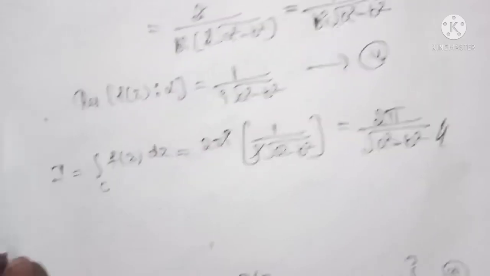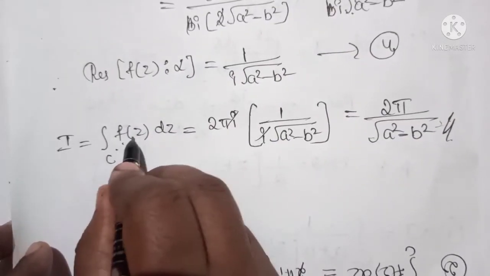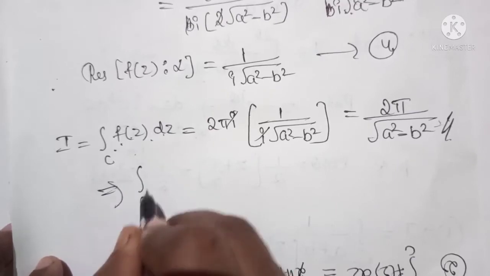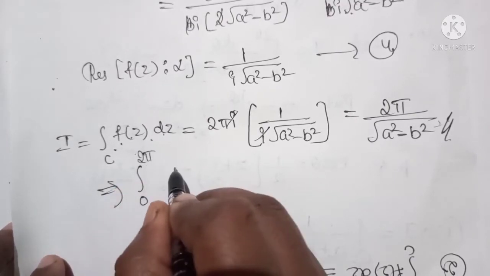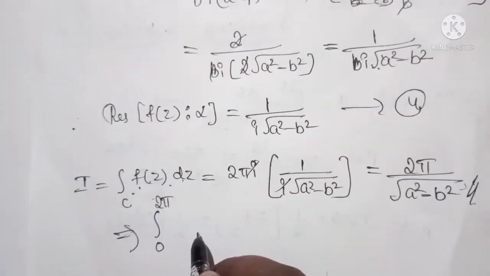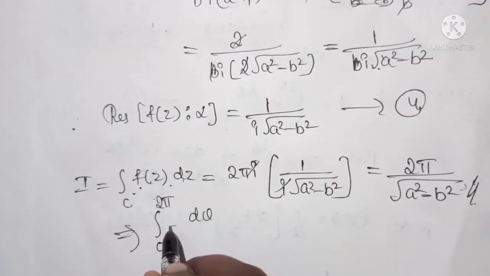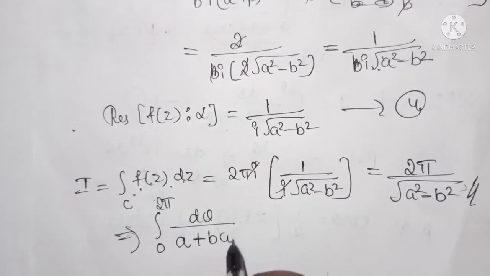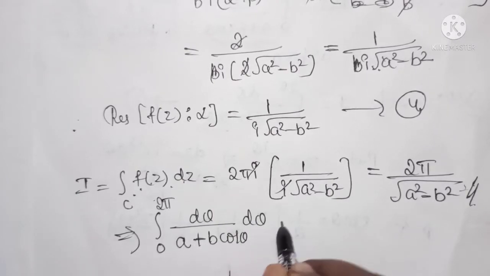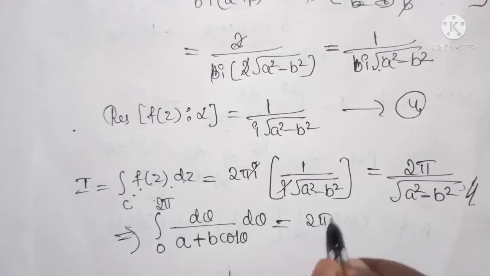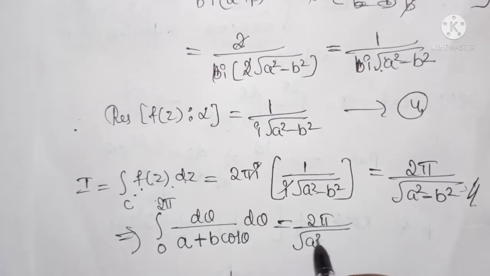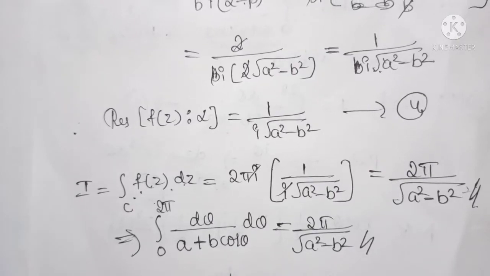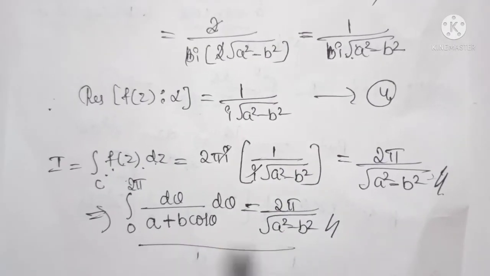Okay, so we substitute the integral f of z dz value. So it is the given integral 0 to 2 pi d theta divided by a plus b cos theta, which is equal to 2 pi divided by square root of a square minus b square, which is the required proof. You may remember this as a formula also.